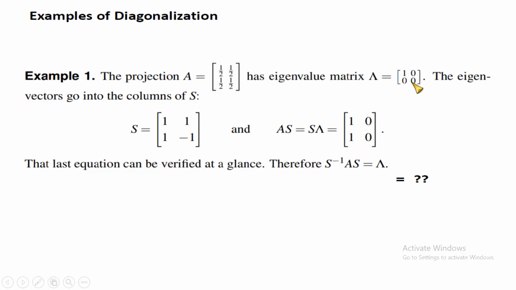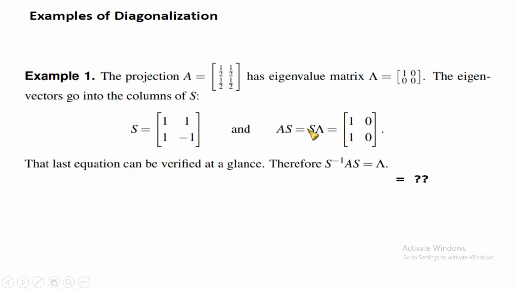Roots are 1 and 0, which are there in the diagonal, and that becomes the eigenvalue matrix. Having known the eigenvalue matrix, you can try to find out the eigenvectors. A multiplied by x is equal to 0 0. So for that, we can try to find out the eigenvectors, and the eigenvectors put in the form of a matrix will give us this value. So eigenvectors will be 1 1 and 1 minus 1.